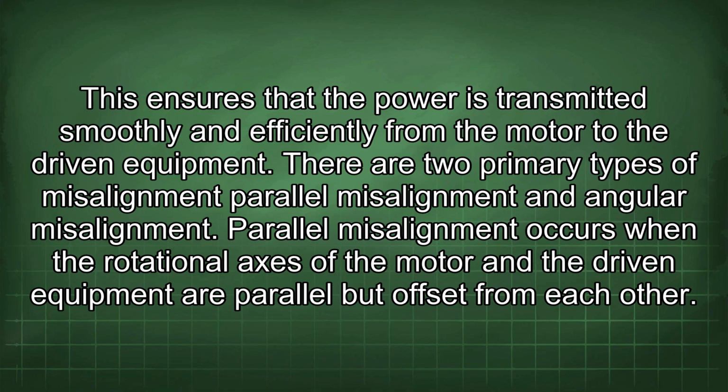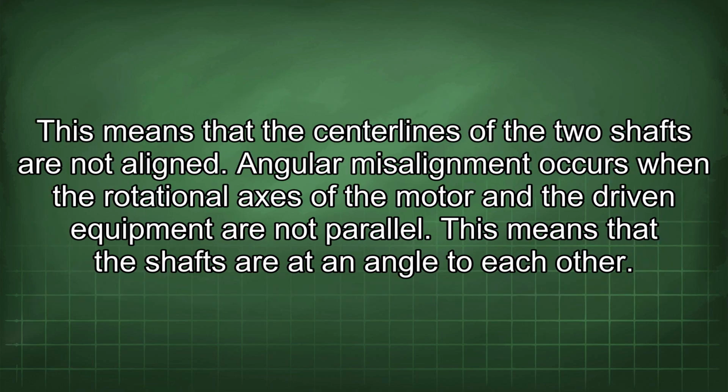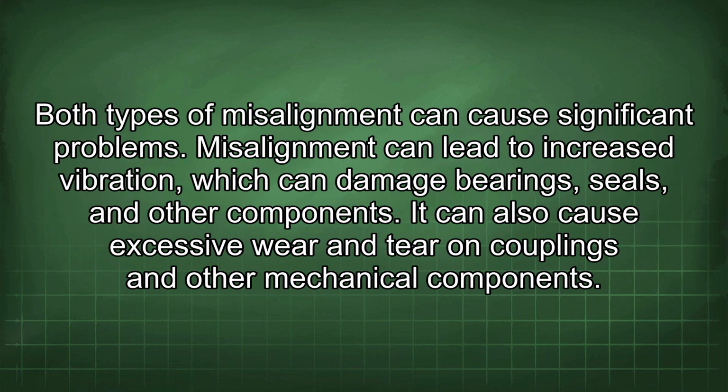There are two primary types of misalignment: parallel misalignment and angular misalignment. Parallel misalignment occurs when the rotational axes of the motor and the driven equipment are parallel but offset from each other. This means that the center lines of the two shafts are not aligned. Angular misalignment occurs when the rotational axes of the motor and the driven equipment are not parallel. This means that the shafts are at an angle to each other.